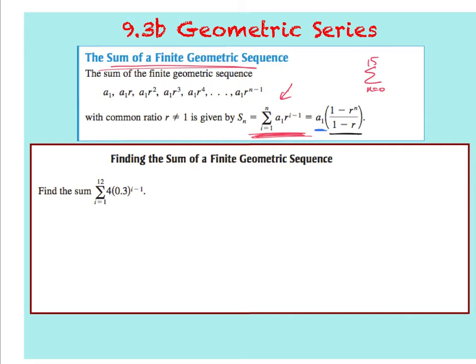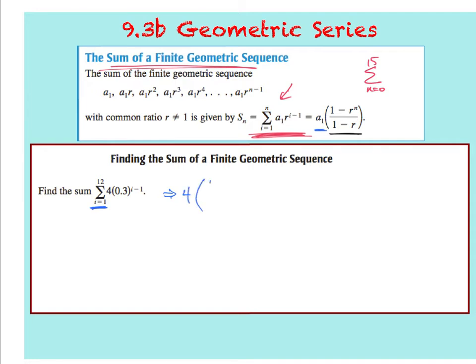All right, let's work at this first one. So I have a summation from 1 to 12 of 4 times 0.3 to the power of i minus 1. Well, the first thing we need to do is find our a sub 1. So we substitute in 1. That's where we start. So if I substitute in 1, now I have 1 minus 1, which is 0. Now I have 0.3 to the power of 0, which is 1. And then 1 times 4 is 4. So my a sub 1 is 4.